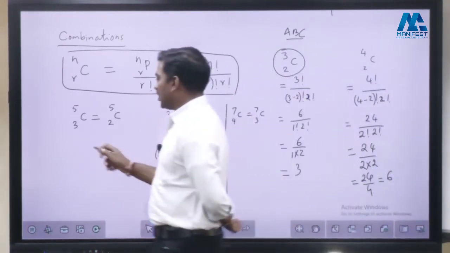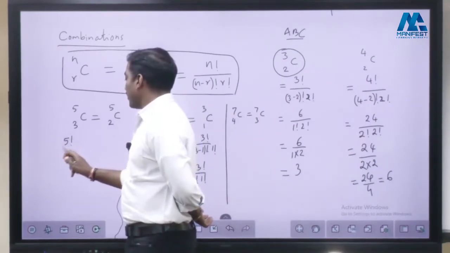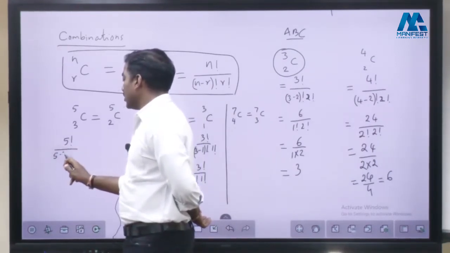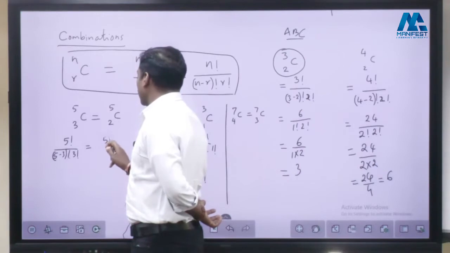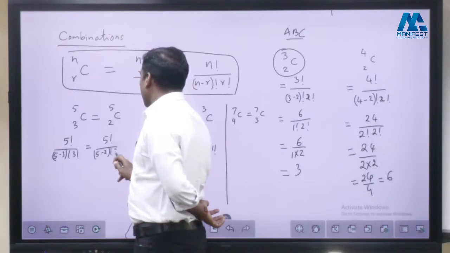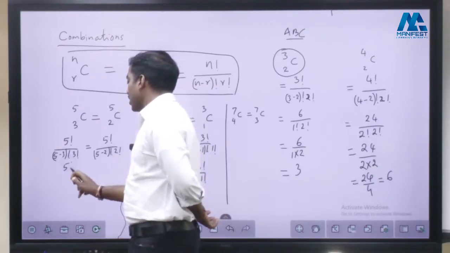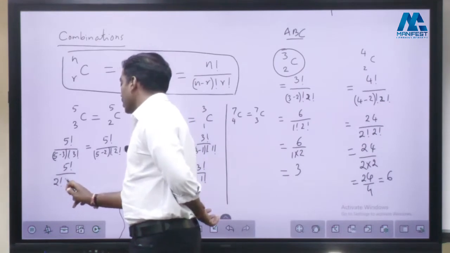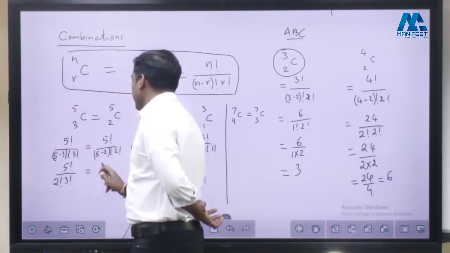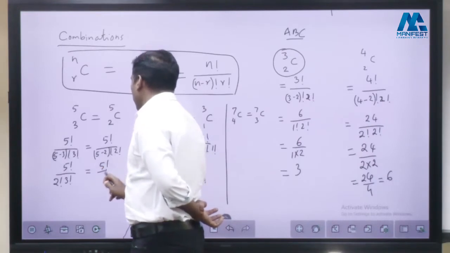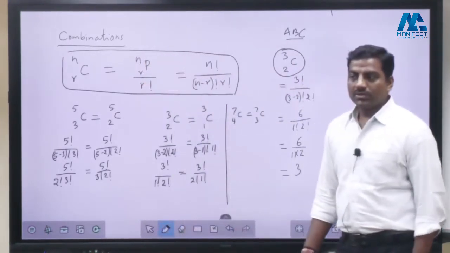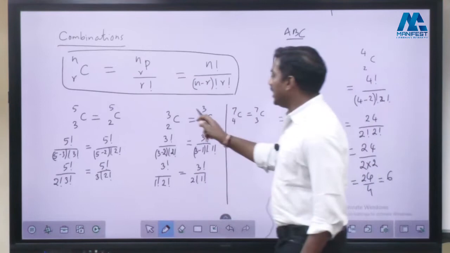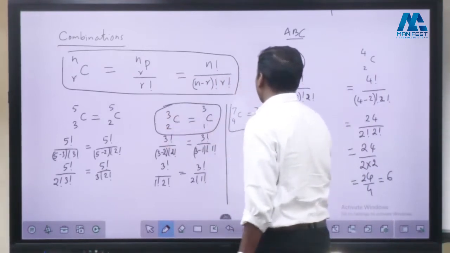Similarly here, 5C3, 5 factorial divided by 5 minus 3 factorial divided by 3 factorial. So 5 factorial divided by 5 minus 2 factorial and 2 factorial. So what do we write here? 5 factorial divided by 2 factorial, 3 factorial and 5 factorial divided by 3 factorial, 2 factorial. Both are same, right? So you can interchange like this, depending upon the values of n and r.